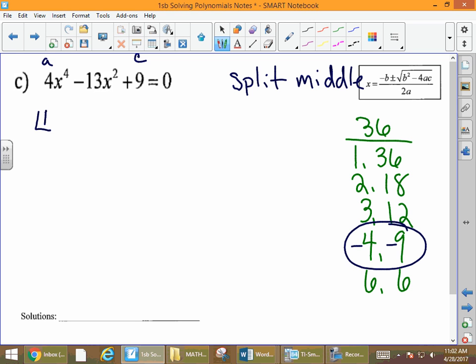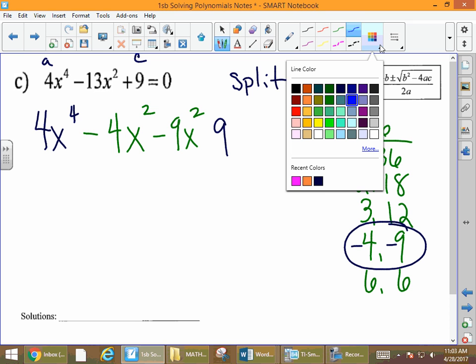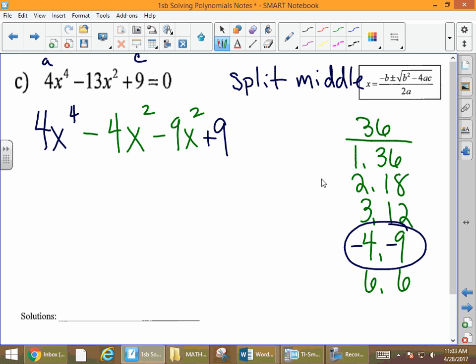So when we split the middle, we're going to write down 4x to the 4th. We're going to write down the 9. And then it's -4, but instead of 4x, it's going to be -4x squared, because our middle term is 13x squared. And it's going to be -9, but it's going to be x squared, because our middle term is x squared. And that's what's confusing people. Don't forget the squared on that term. And then we've got the +9.